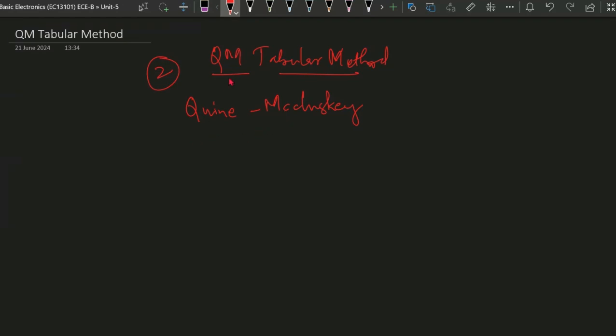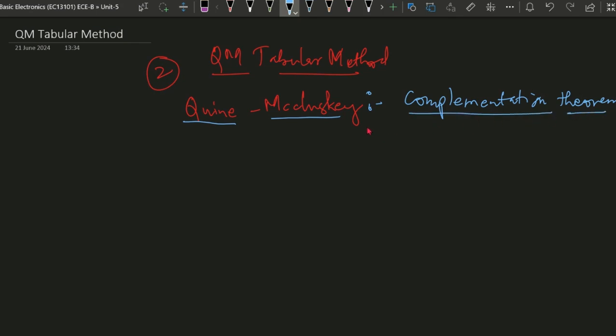Before that, we will go through the theory part, like how it describes the tabular method. This method depends on the complementation theorem. So what is the complementation theorem? The complementation theorem says that if x dot y plus x dot y bar is there, and we add these two terms, it will result in x.